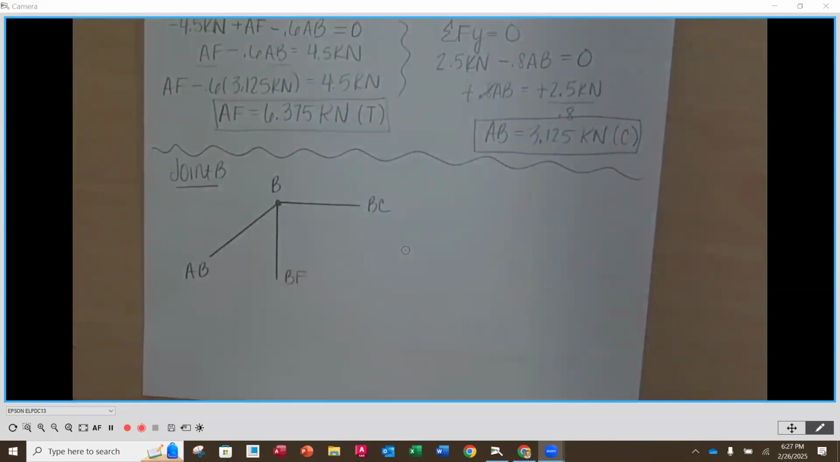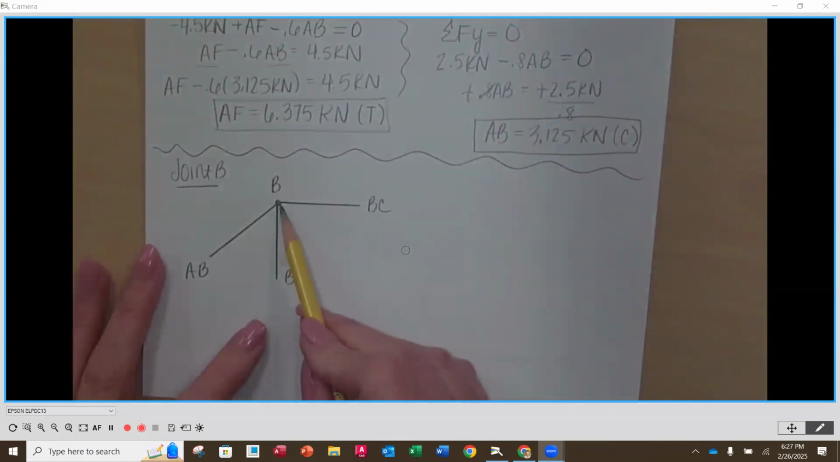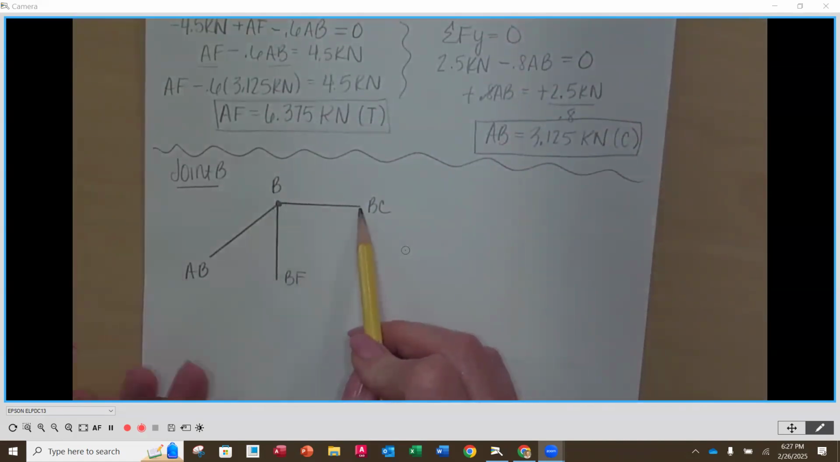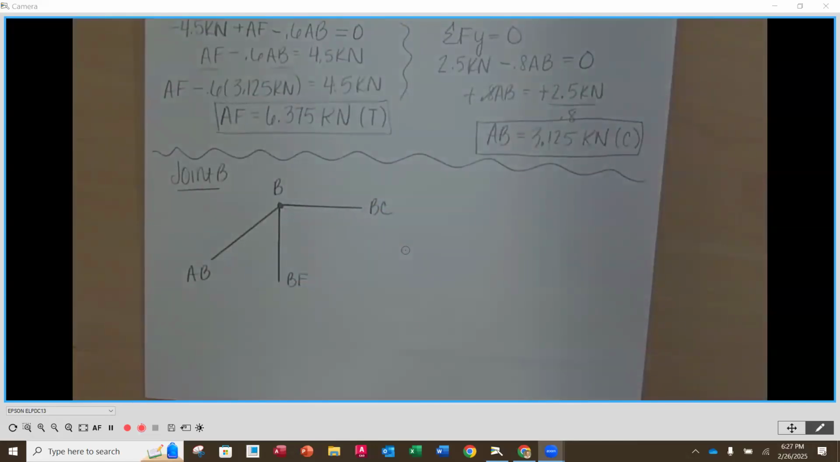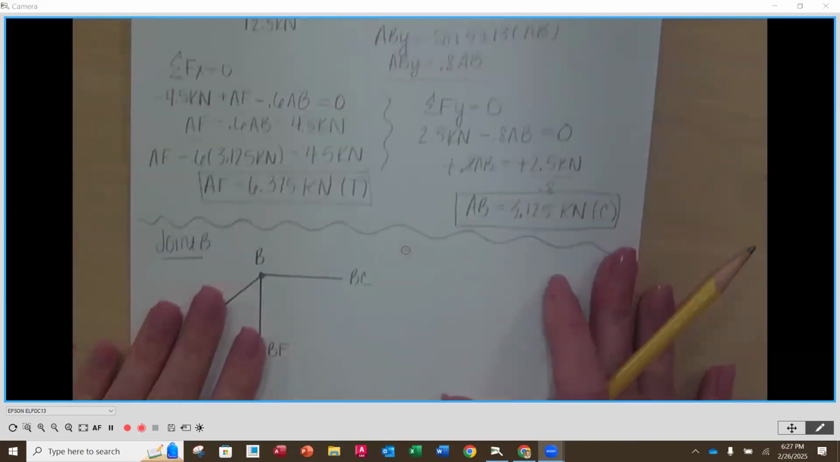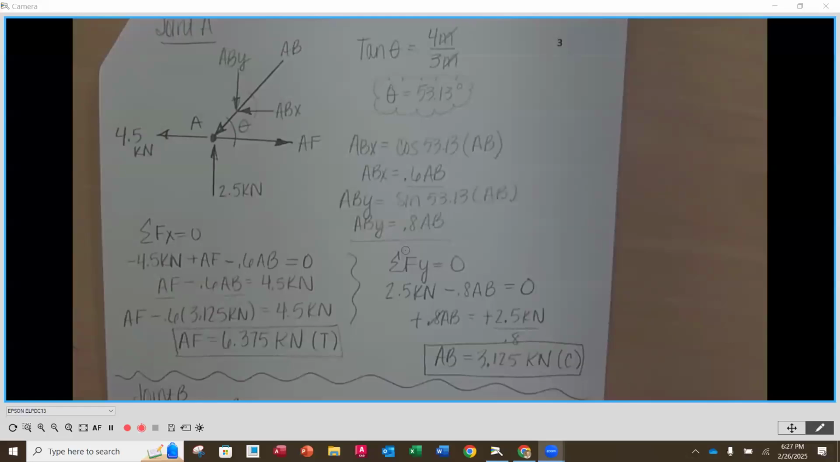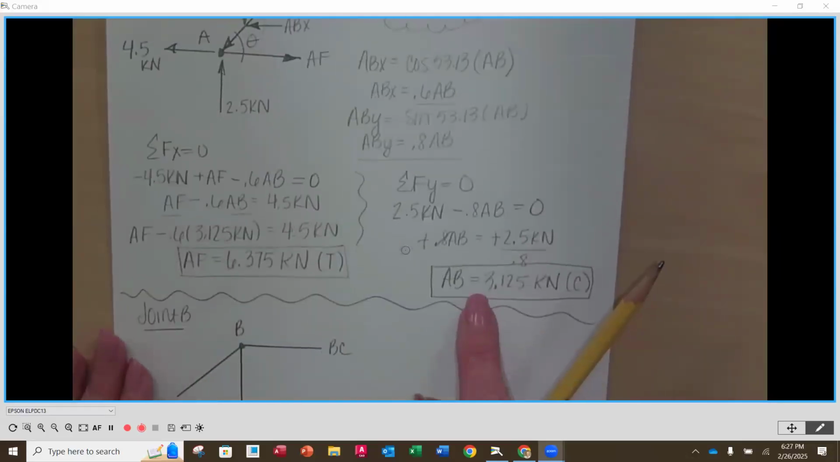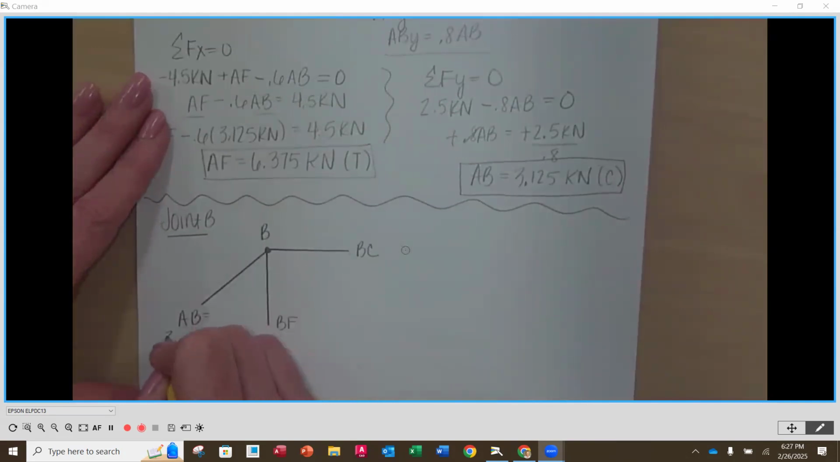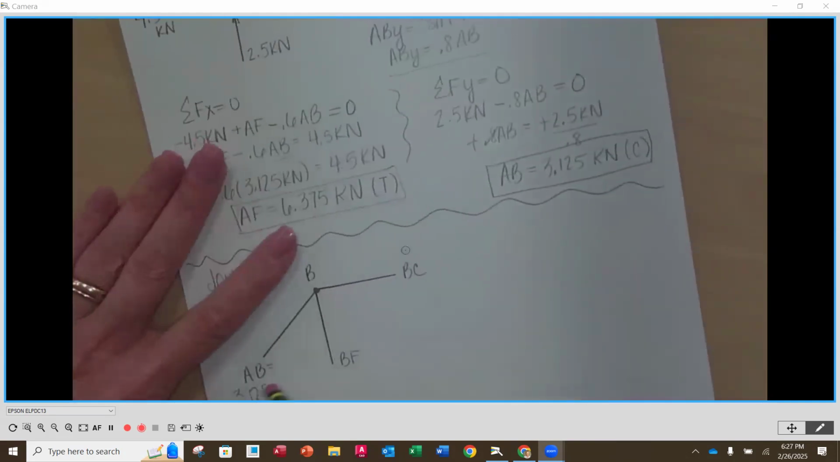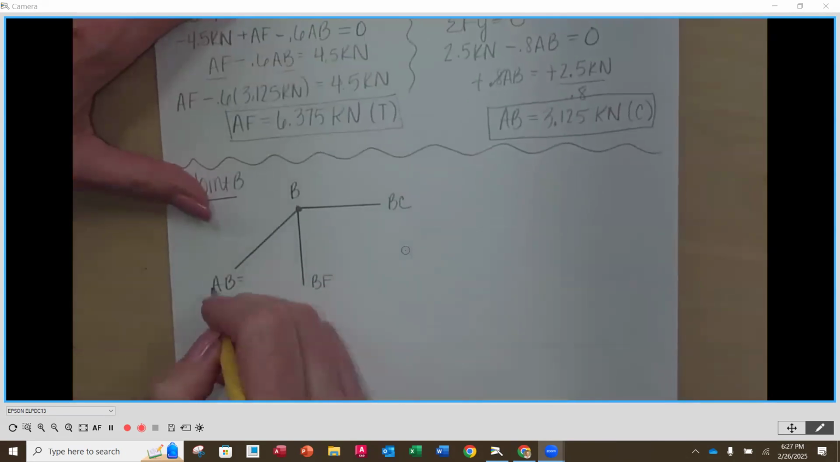I usually tend to take the first point, and then whatever the letter is, the first time that I encounter it. Then I have the member over to C, so I'm calling that BC, and then I have the member going down to F. One of these members we know, and we know it from the previous joint. We know what AB is. We know that AB is 3.125 kilonewtons.